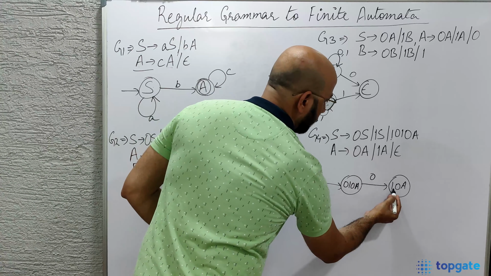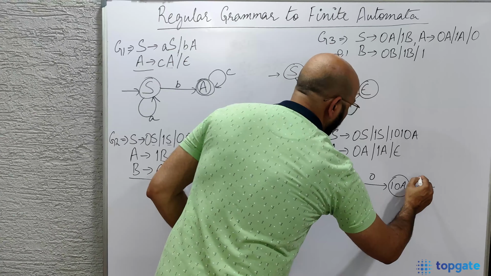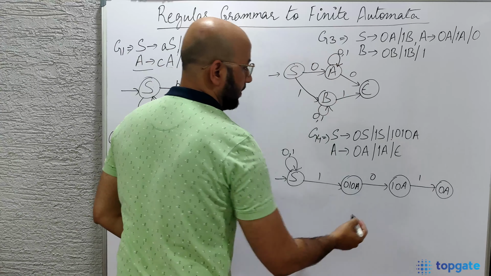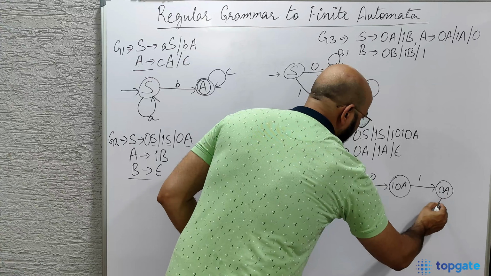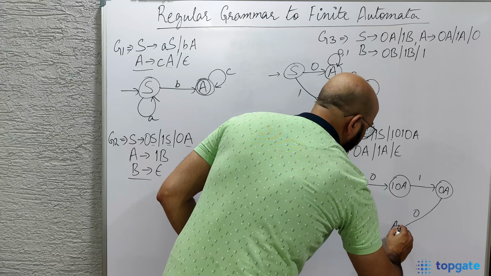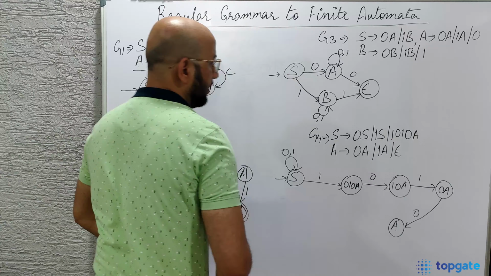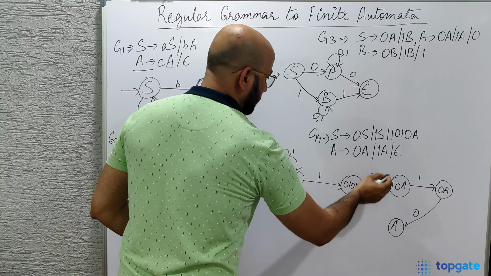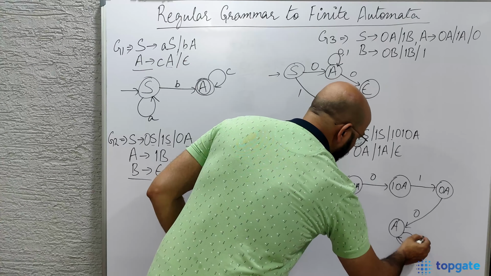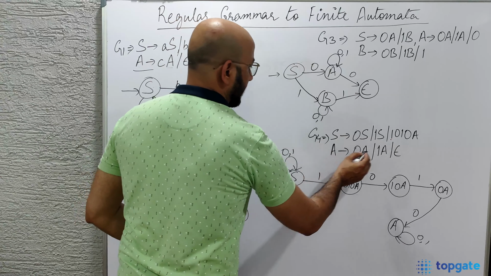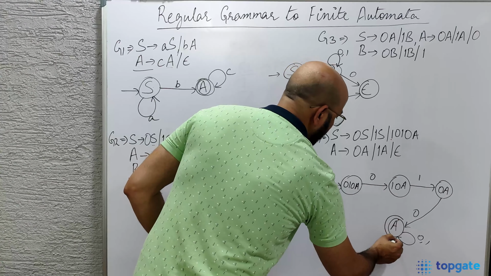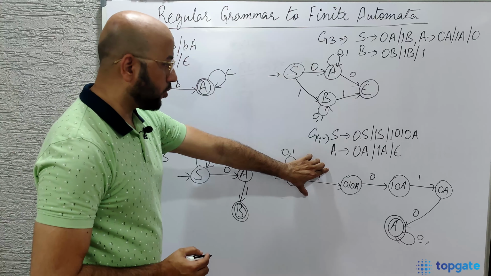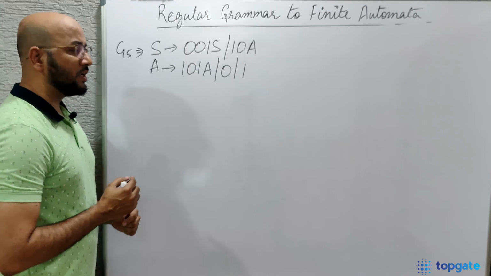Now next alphabet is 1. So from here I'll apply 1 and reach a state 0A. Clear? Now next alphabet is 0. So from here I'll move with 0 to a state A. Clear? So this is done for S. Now come on to A. So A, it is 0A and 1A. That means it is a self loop, 0 comma 1, and A tends to epsilon. That means A is a final state. Clear? So this is the required finite automata for this particular grammar. So let's see one more example here.